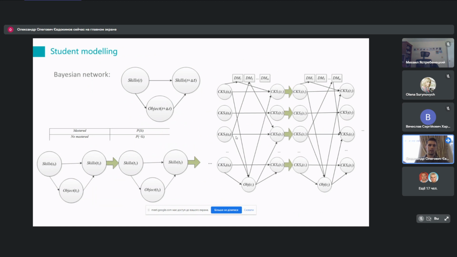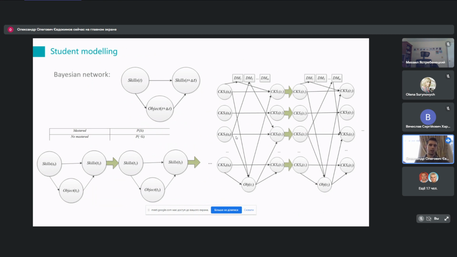First, we examine a network consisting of three variables: skills at time t, object at time t plus delta t, and skills at time t plus delta t, where skills is the skill of the learner at time t. Object at t plus delta t is the object entered by the student in the computer educational program at the moment of time t plus delta t.